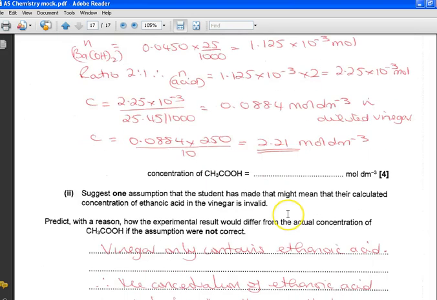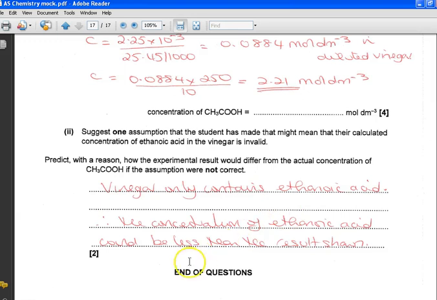Okay. And then finally, you're just asked to suggest an assumption that's been made, and I put the obvious one, that there is only ethanoic acid in vinegar. It may have other acids as well, which would have reacted too. So there's an assumption made that that's all there is. And if that was the case, the concentration of ethanoic acid would be less than the result shown if there were different acids in the vinegar.